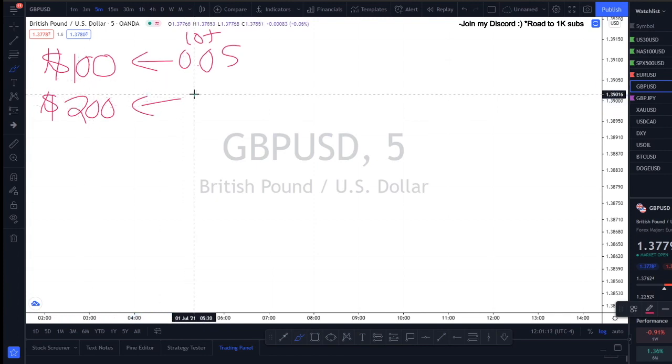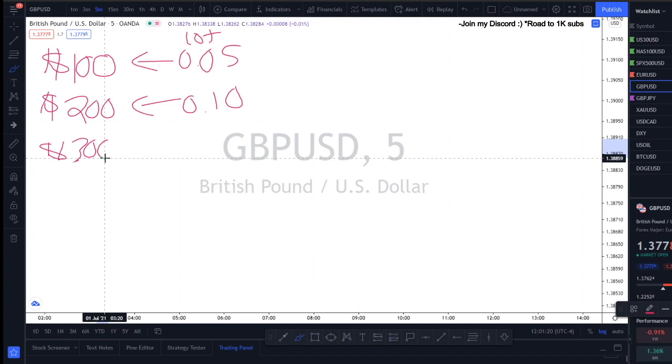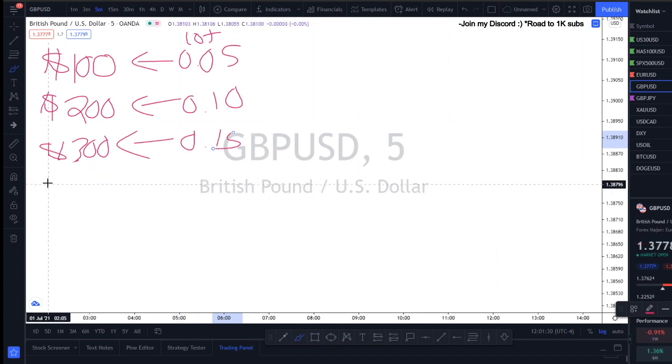What's half of 20? 10. So now I'm using a 10 lot size, right? Let's say we get up to $300 in our account. What's half of 30? Well, 15. You see where I'm going with this? And so forth. And we can keep going.